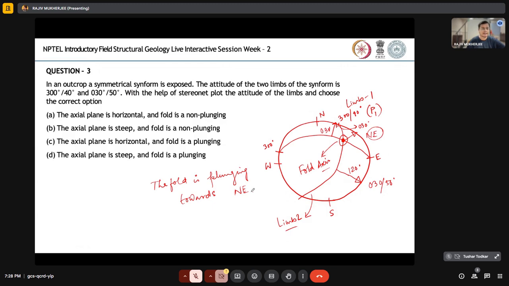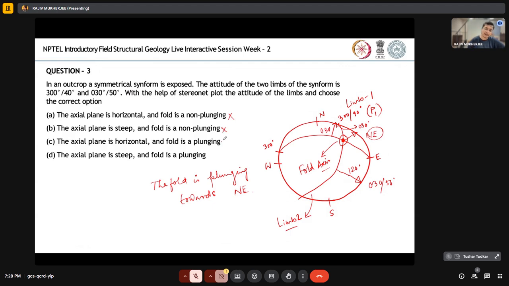So the first option says the axial plane is horizontal and the fold is non-plunging. Obviously it is wrong. Second option, axial plane is steep and the fold is non-plunging. We do not know whether the axial plane is steep or not, but for sure the fold is plunging. So option B is wrong. Option C, the axial plane is horizontal and the fold is plunging. Option D, the axial plane is steep and the fold is plunging.